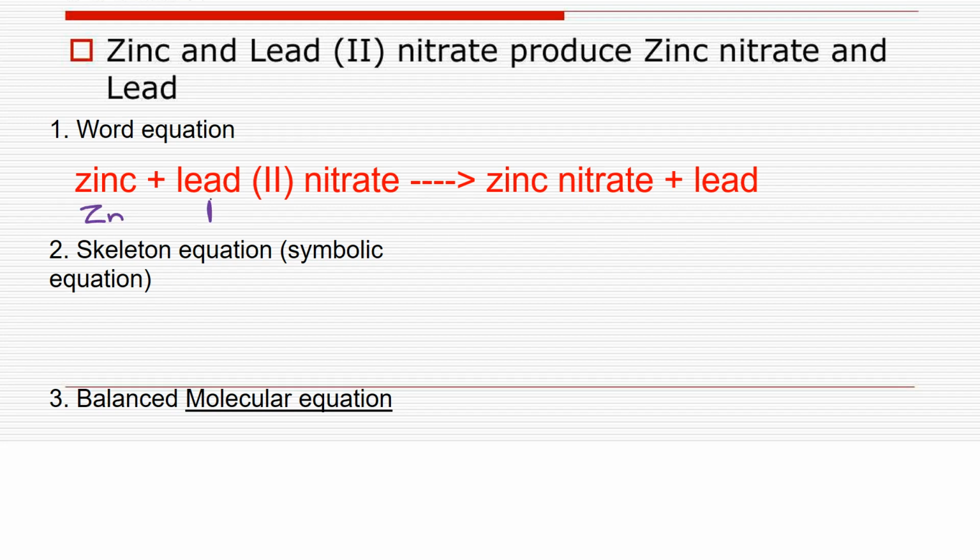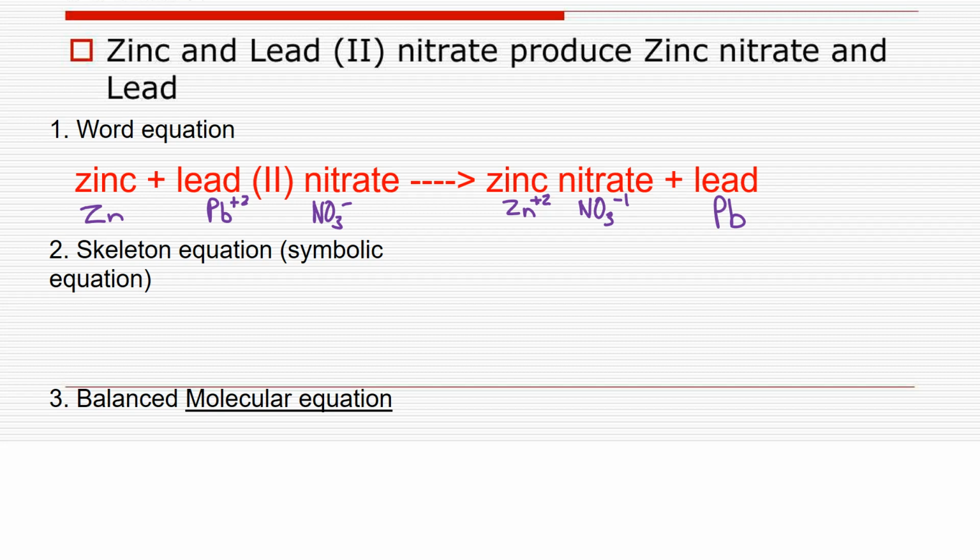Lead 2 nitrate means that I have lead with a +2 charge, nitrate. I think nitrate has a -1 charge, if I remember correctly, when I look at it. And so zinc, when it's in a compound, zinc always has a +2. Nitrate is a -1. And then lead by itself, lead as a metal, doesn't have a charge. So that's the ions and elements that we're dealing with.